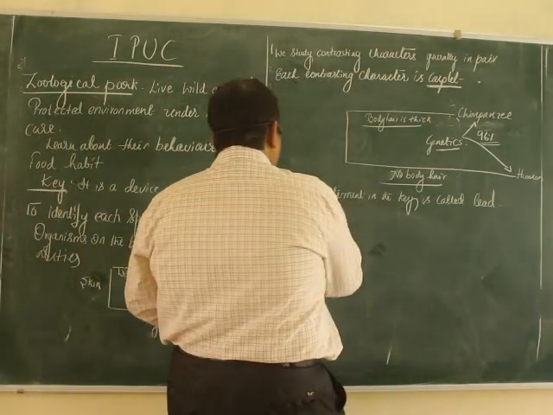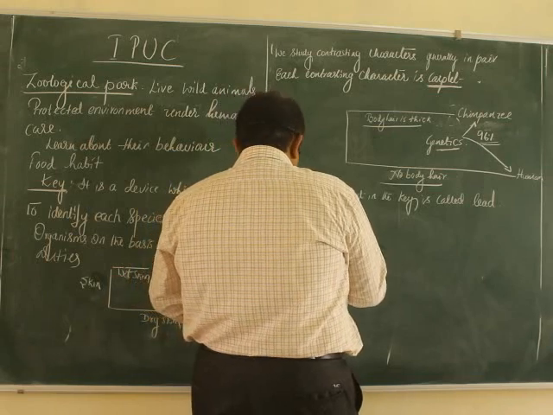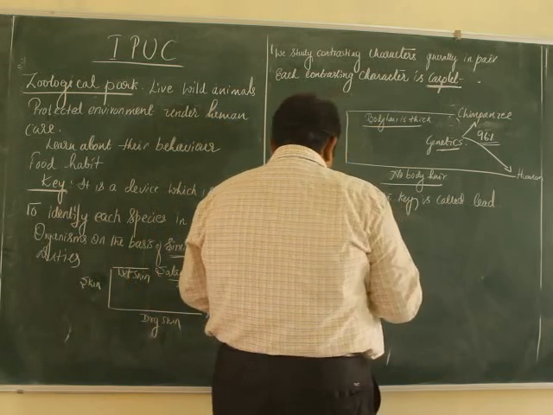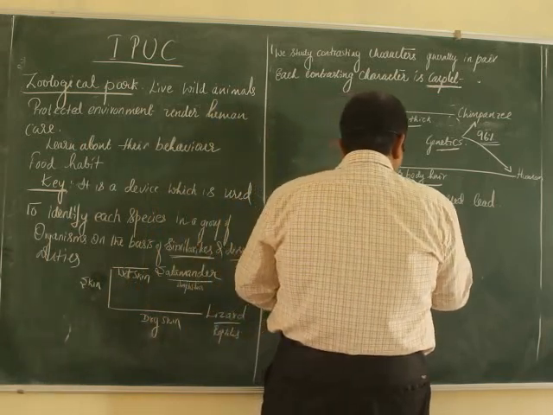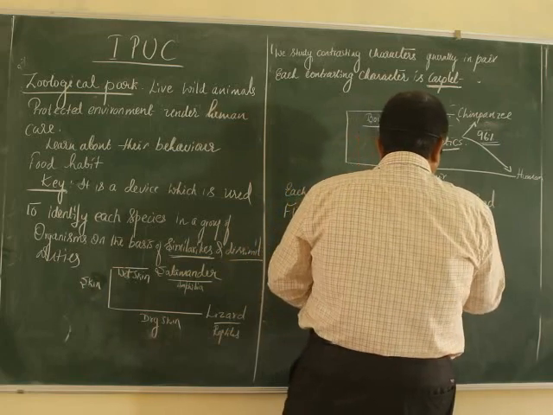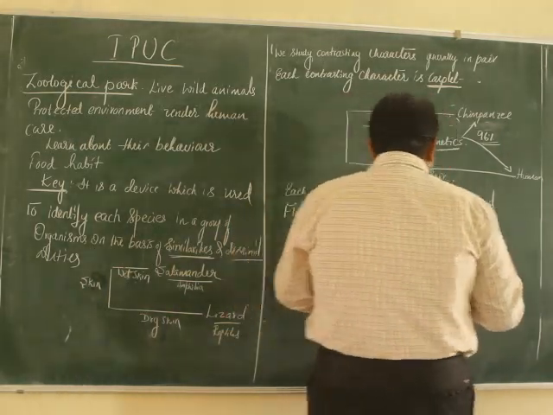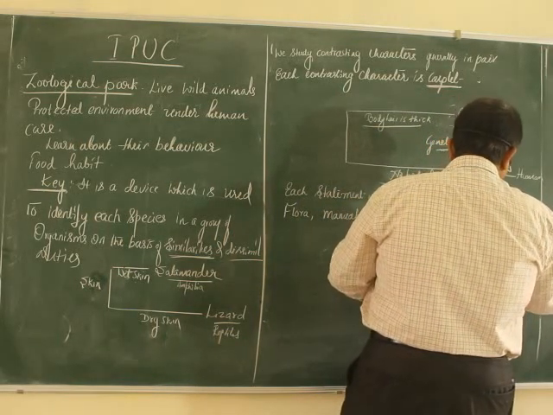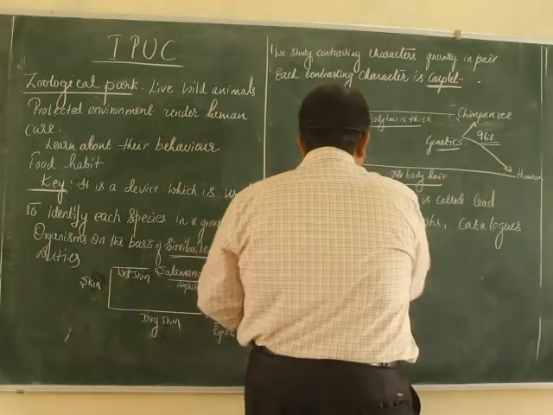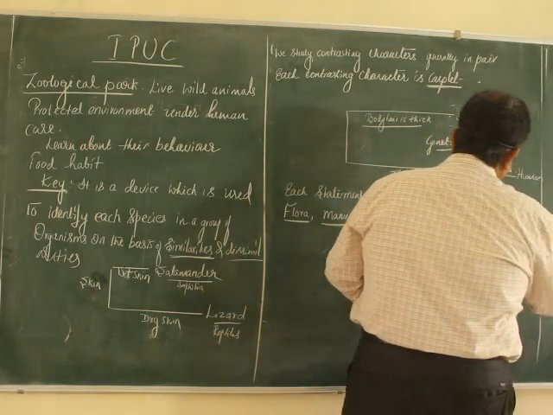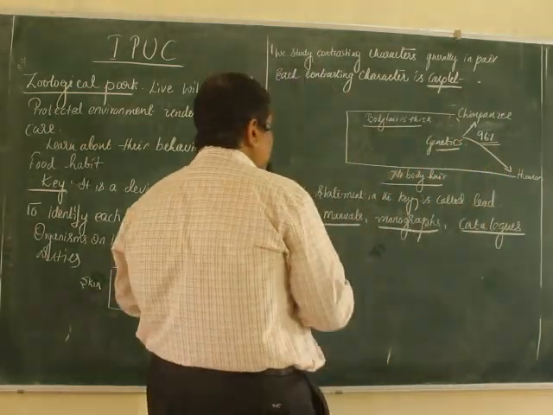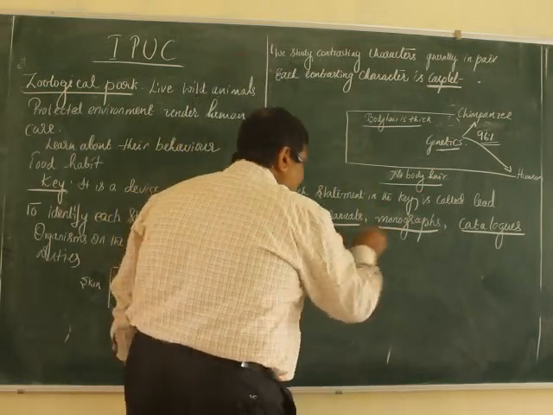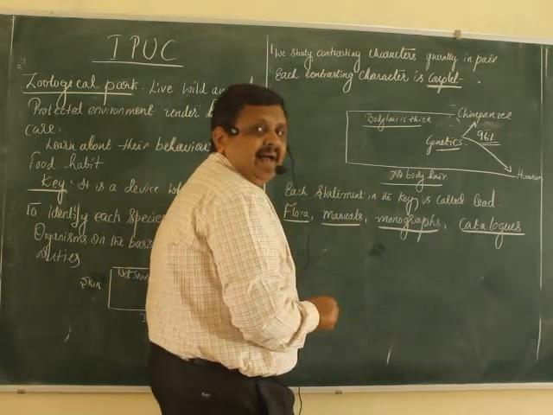Then flora, manuals, monographs, and catalogs. Other than key and zoological park, these are all the things which are considered as taxonomical aids.